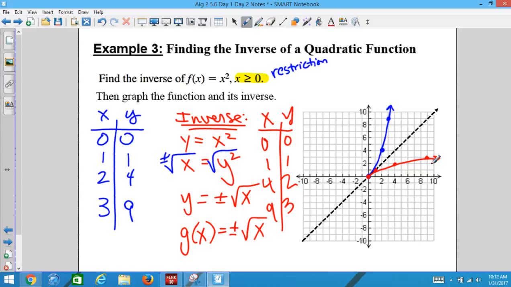So where's the plus minus? Okay, that's what we're going to talk about now.